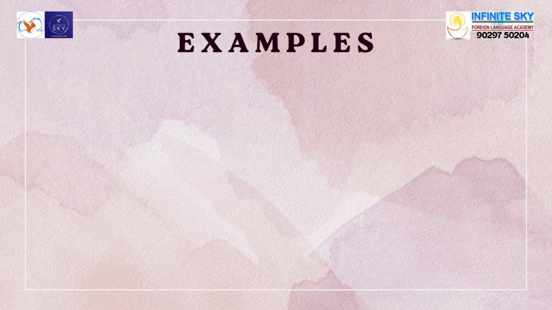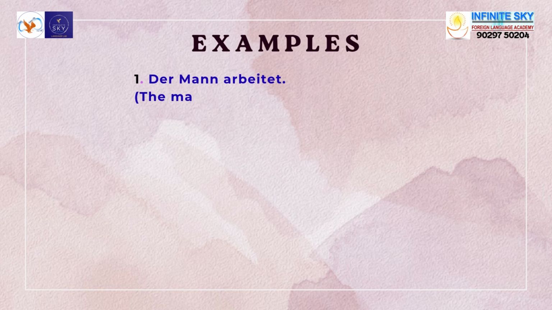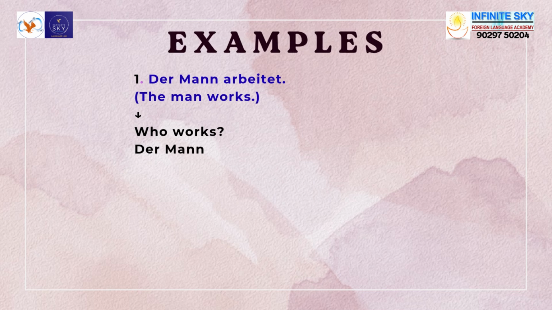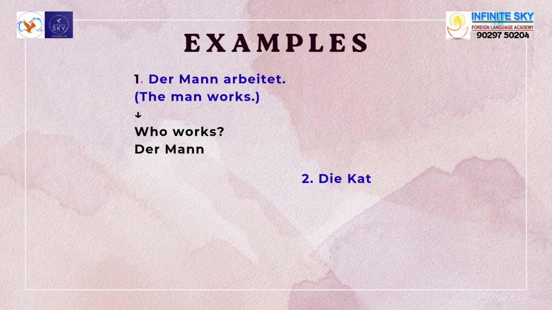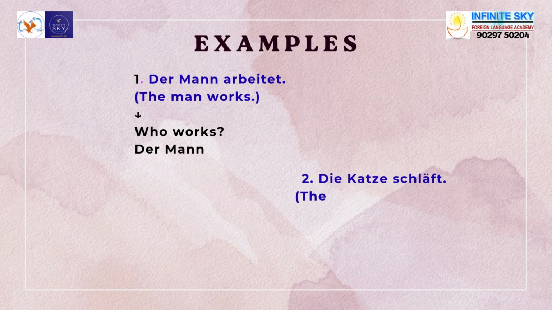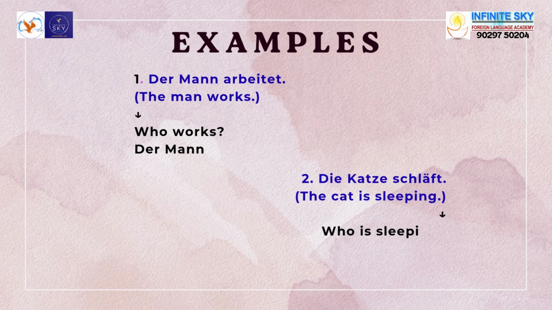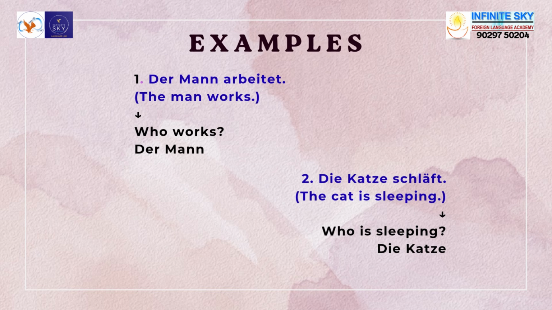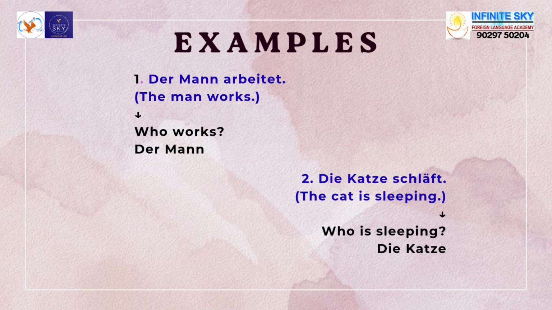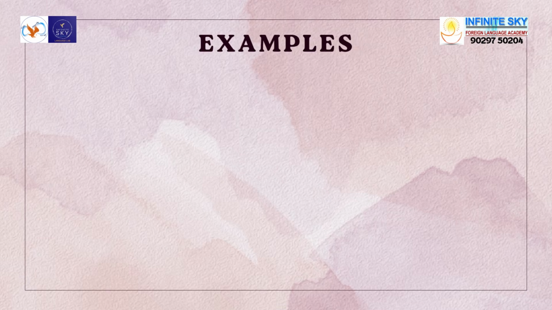Let's practice with examples. Der Mann arbeitet. Who works? The man. So, der Mann is the subject. Die Katze schläft. Who is sleeping? The cat. Again, the subject is in the nominative case, and that is die Katze. Notice that we are only looking for who performs the action. Here are a few more examples.